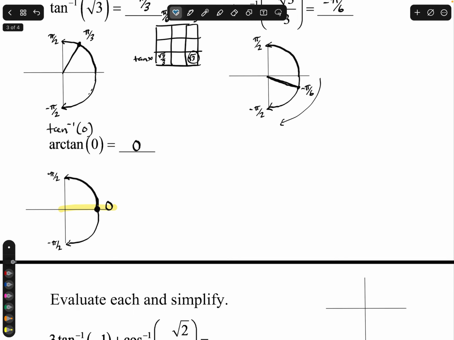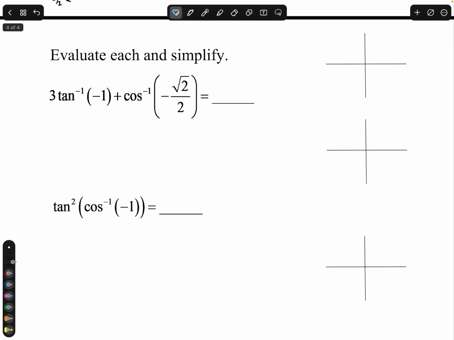So last slide of this lesson says evaluate each and simplify. So we have the expression 3 times the inverse tangent of -1 plus the inverse cosine of negative radical 2 over 2. So what we're going to need to do with this one is break this into two parts, kind of like order of operations. Let's focus on simplifying this, and then we'll simplify that, and then we'll add them together.